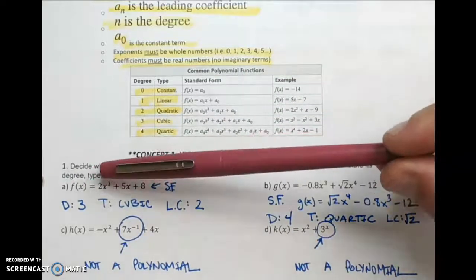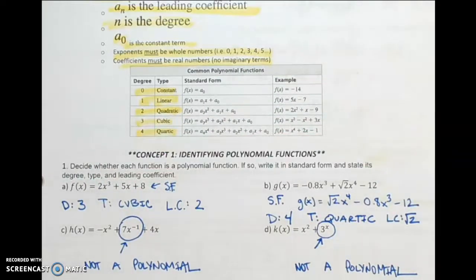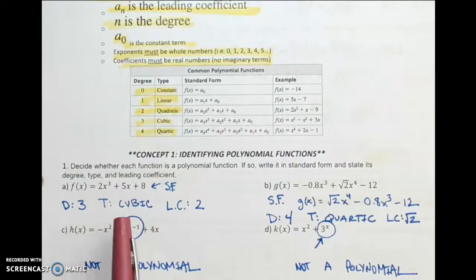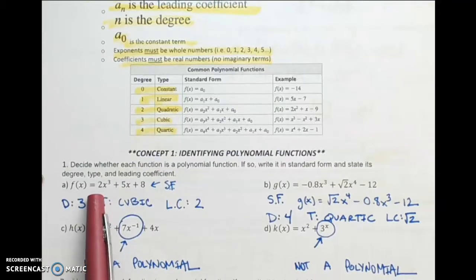This one, f of x equals 2x cubed plus 5x plus 8. First of all, is it written in standard form? Yes, because it goes in descending order. Exponents go 3, 1, 0. What's the degree? Power of 3, right? 3 is my degree. What type is that? It's called a cubic function. And then what's my lead coefficient? Well, my lead term right there, the coefficient is 2.